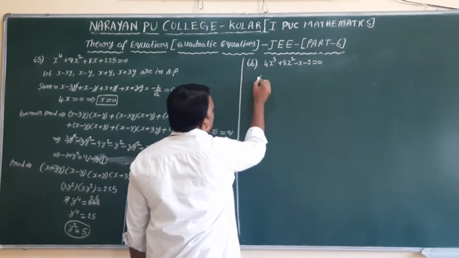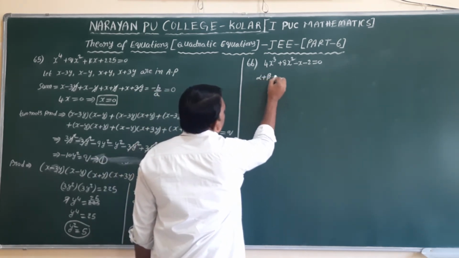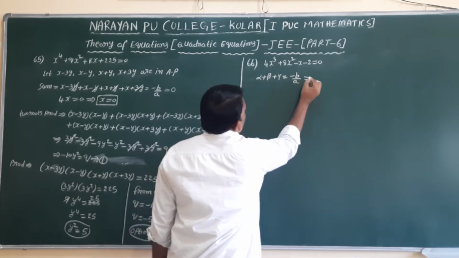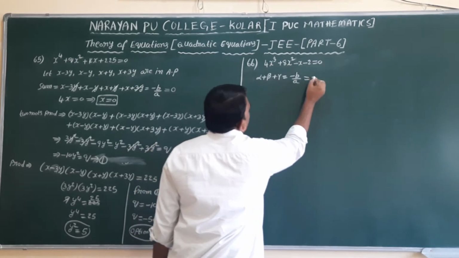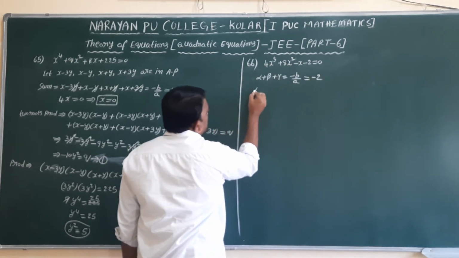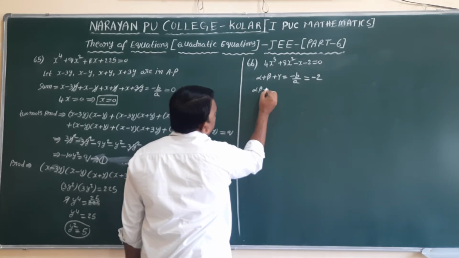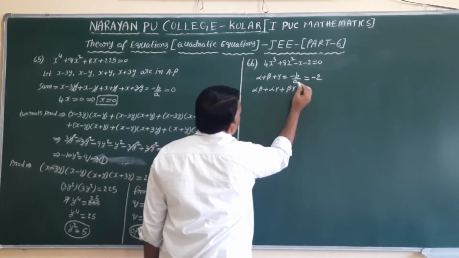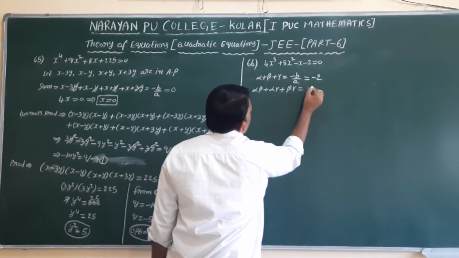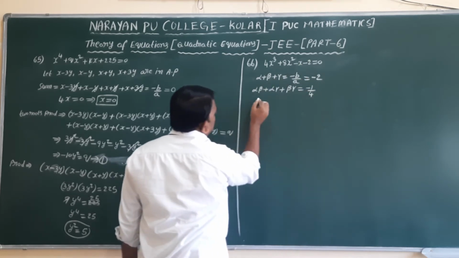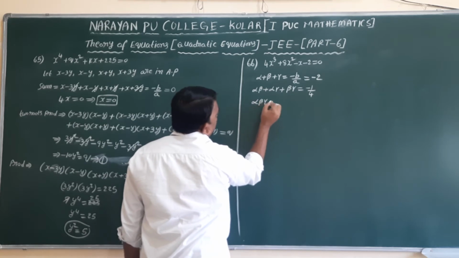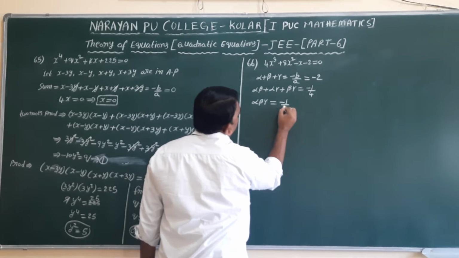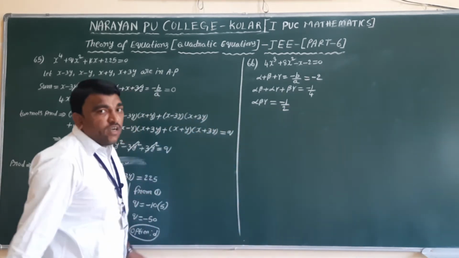First, calculate the sum of the roots. Alpha plus beta plus gamma is minus b by a, minus 8 divided by 4, which is minus 2. Next, the sum of two-root products: alpha beta plus alpha gamma plus beta gamma is equal to c by a, here c is minus 1, so minus 1 by 4. Next, the triple product: alpha beta gamma equal to minus d by a, which is minus 2 divided by 4, minus 1 by 2. So that we got.